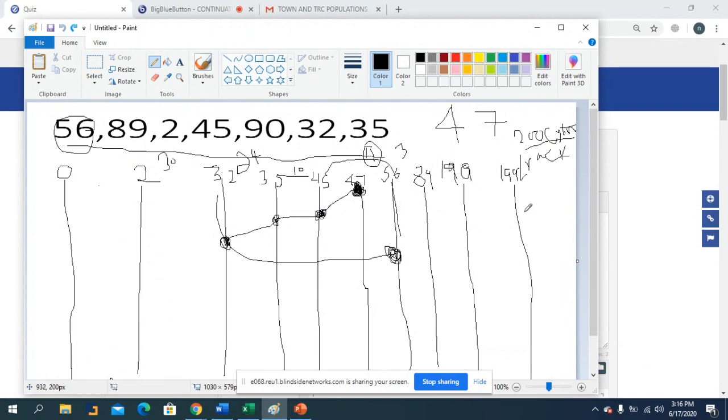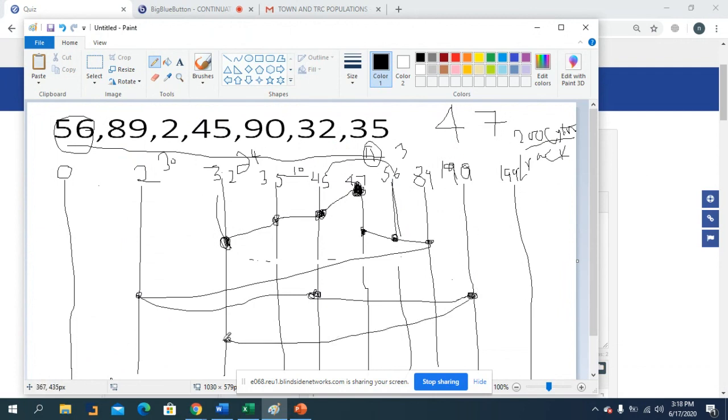So allow me to draw. Maybe we start at this point, where we say we are starting from 47. From 47, then the first one was 56, then 89, then we had 2, then we had 45, then from 45 we had 90, then from 90 we had 32, then from 32 we had 35.